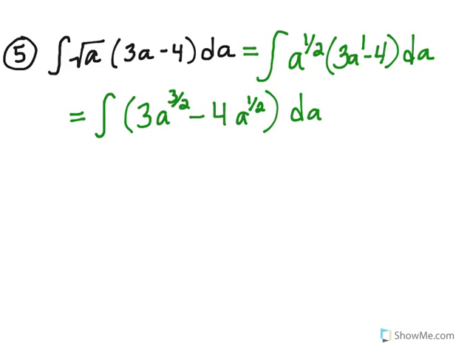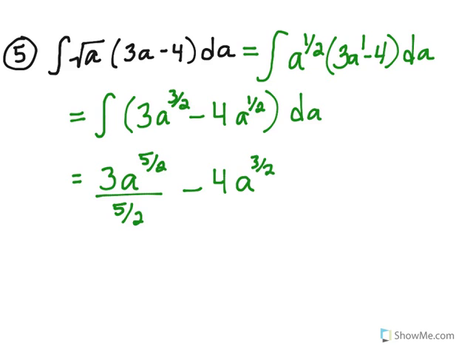Now I can apply the power rule to find the antiderivative. So the antiderivative here, keep the 3, keep the a, add 1 to the exponent. So 3/2 plus 1 is 3/2 plus 2/2, 5/2. And then I have to divide by 5/2. We'll talk about how to do that in a second. Then I have minus 4a to the 1/2. Again, I'm going to add 1 to the exponent to get 3/2, and then I need to divide by 3/2. Don't forget your constant of integration at the very end.